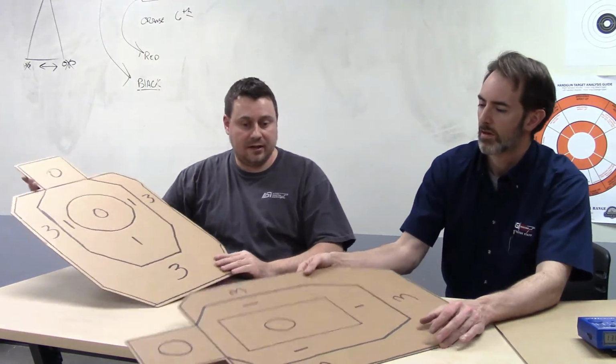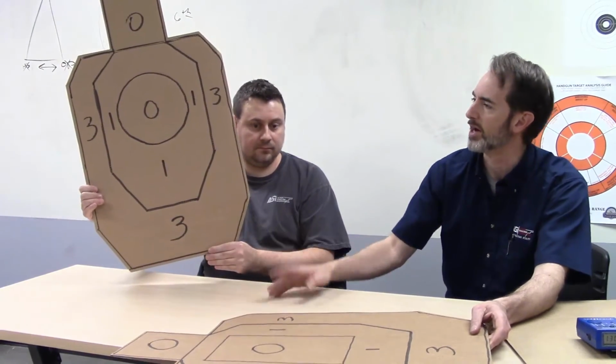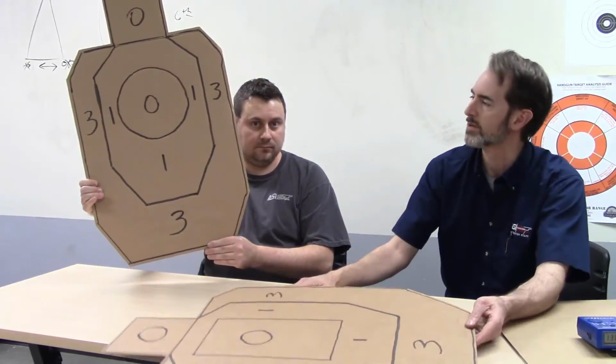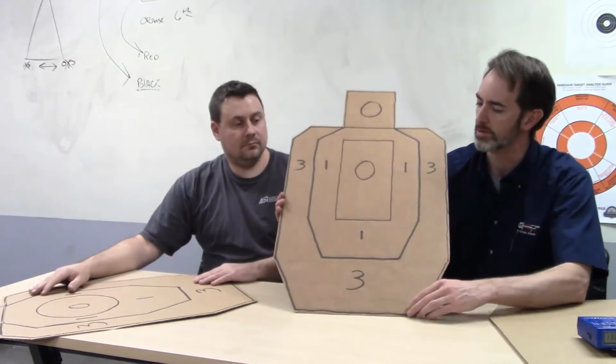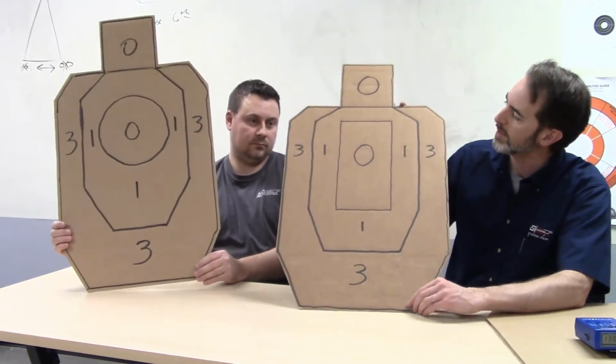And you have the other type of target? I do. Now, this is the one that Martin had up here. This is a typical IDPA target. You'll find those at many ranges. The other one you'll find very popularly is the USPSA or IPSC target. And we use a similar scheme for that.